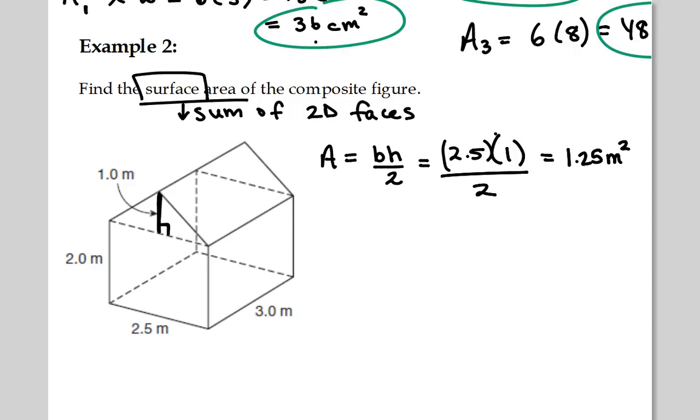And what should I do with that value? Multiply it by 2 because there are 2 of them. Very nice. That gives me a value of 2.5 square meters. Do you guys agree? All right.